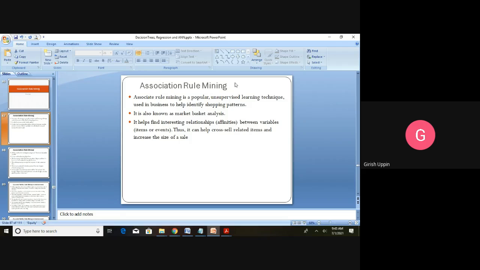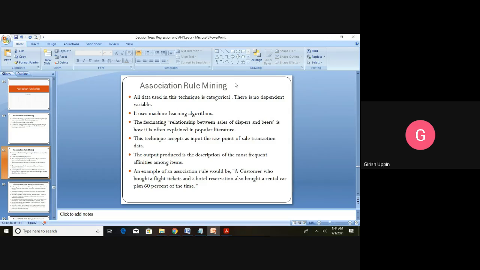That is one example. Another example is regarding patient diagnosis. If we can find a relationship between the disease and the diagnosis, maybe that will help in using that particular diagnosis whenever we have a particular disease. So association rule mining is very popular, as I told you, unsupervised learning. It tries to find out the relation between the items or the variables or the events, whatever you want to call them. It will try to find the relationship between each item.